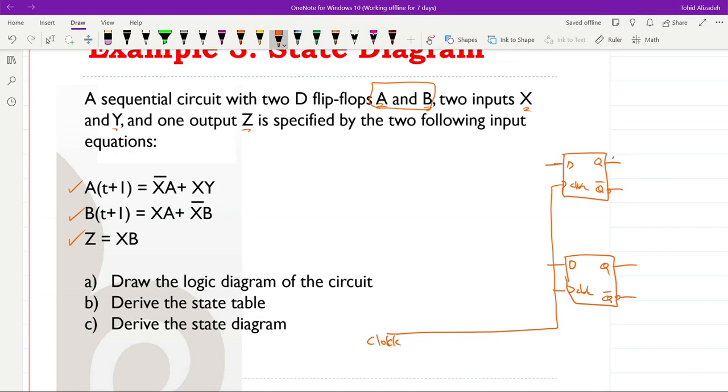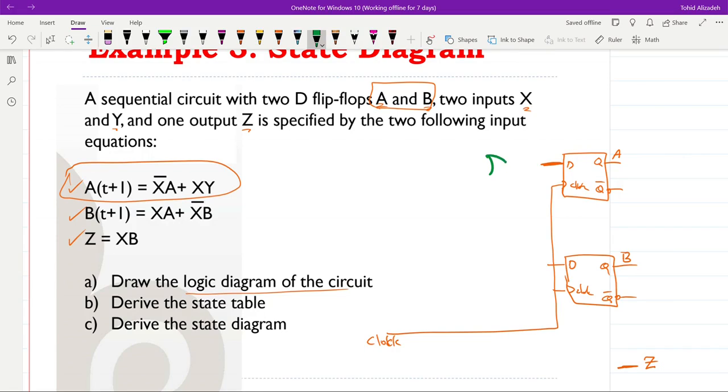The output of the first one will be considered as A, and for the second one will be considered as B, and we also have the Z, the output. To draw the logic diagram of the circuit, we just refer to the expressions that we have here, A at t plus 1, and determine the input to the corresponding flip-flop.